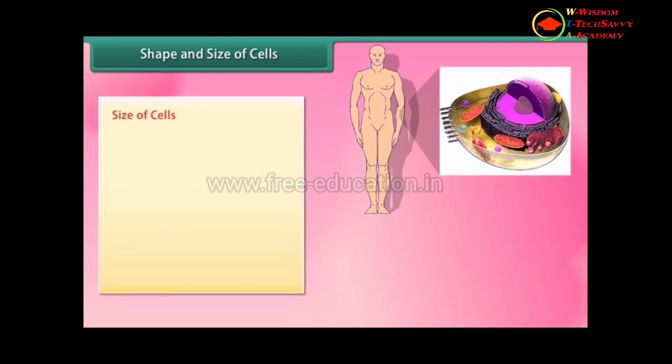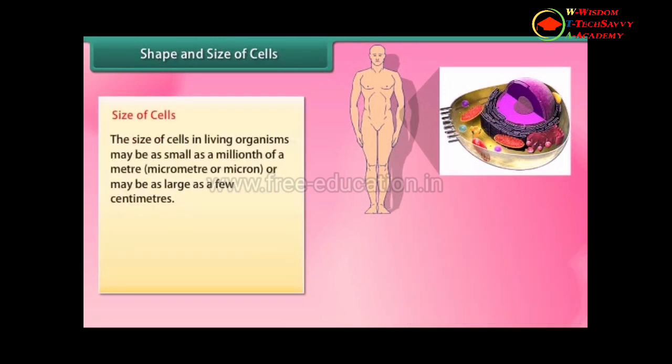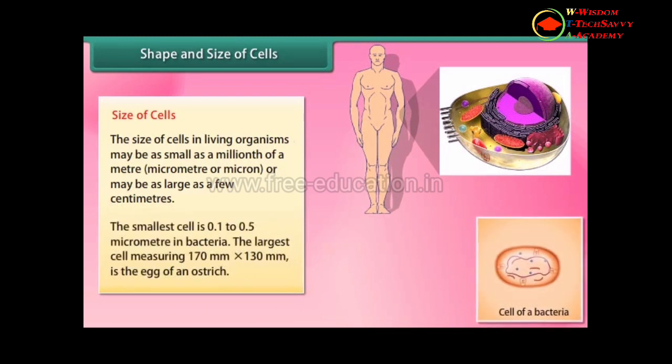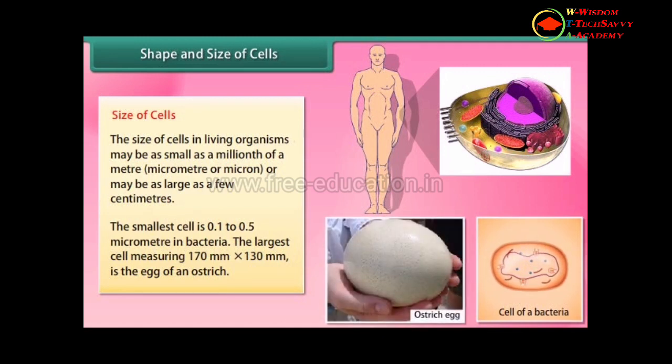Size of cells. The size of cells in living organisms may be as small as a millionth of a meter, micrometer, or micron, or may be as large as a few centimeters. The smallest cell is 0.1 to 0.5 micrometer in bacteria. The largest cell, measuring 170 mm by 130 mm, is the egg of an ostrich.